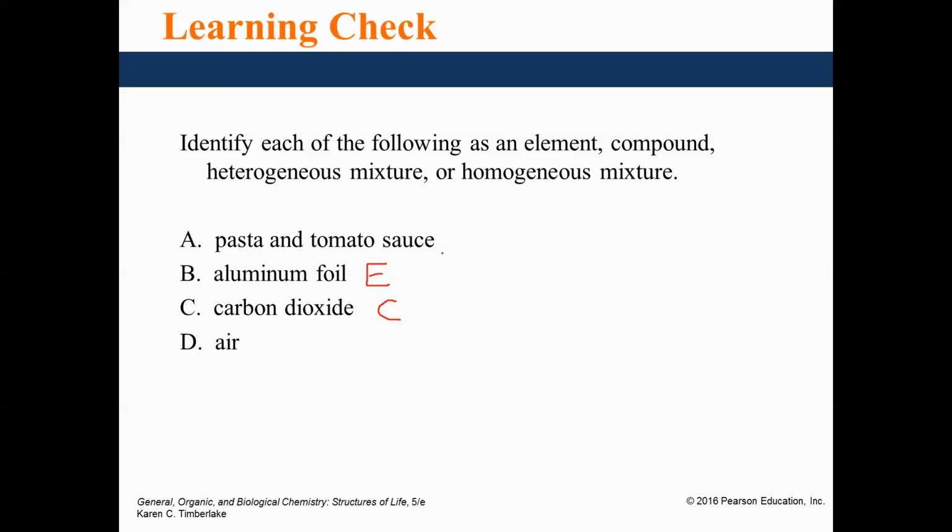We have pasta and tomato sauce up top here. So this is a mixture. We have a bunch of different compounds mixed together, and they aren't dissolved in each other. What that means is this is going to be a heterogeneous mixture. And down here, our air. In air, we actually have a mixture of nitrogen and oxygen and a bunch of other gases, and they do actually dissolve in each other. And so this would be a homogeneous mixture.